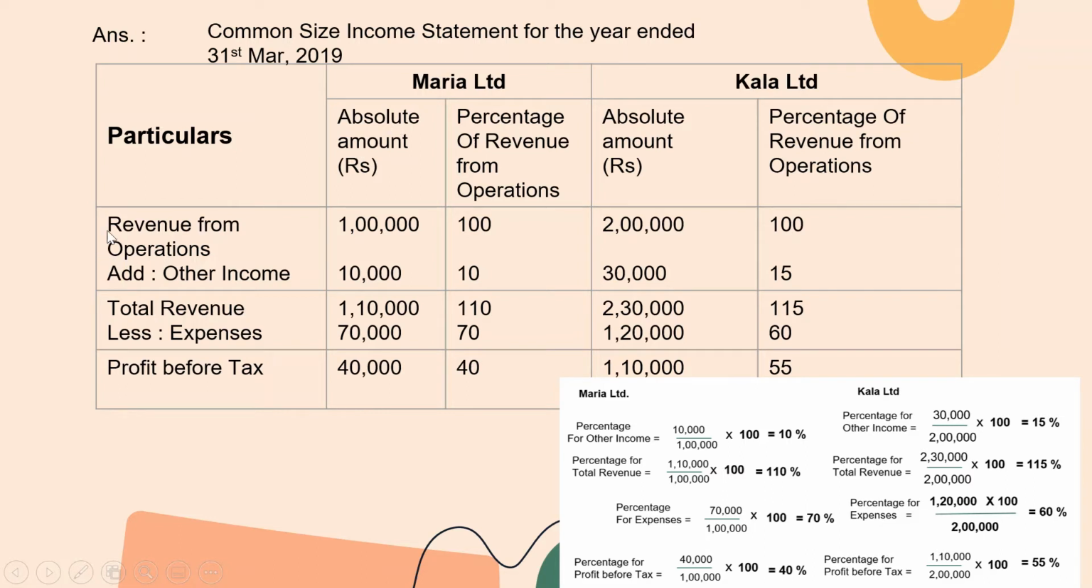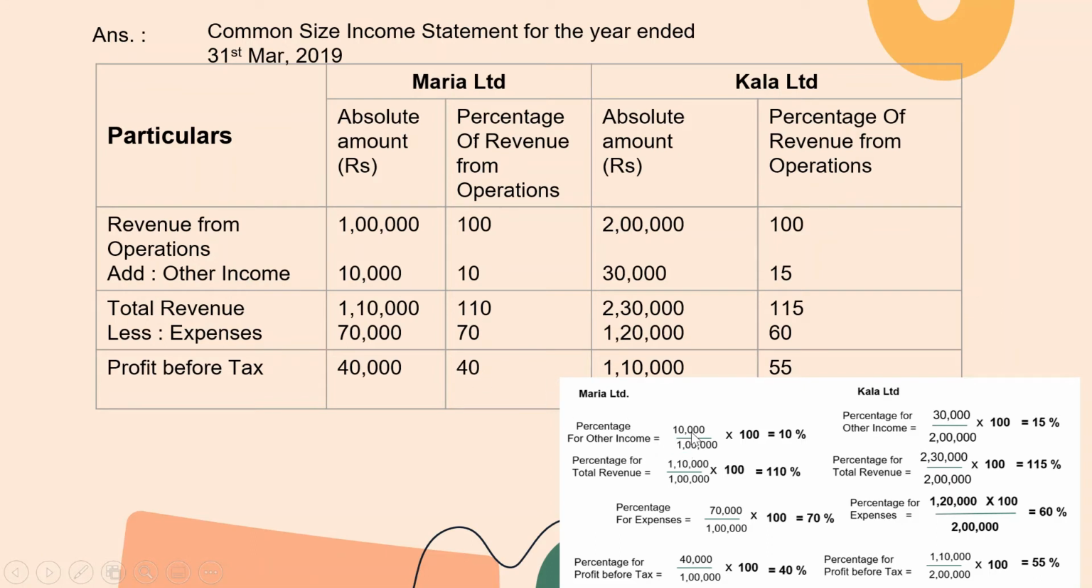Now you enter the particulars of items. Revenue from operation 1 lakh and 2 lakhs. First you enter the values and then you can find the percentage. Next, add other income 10,000, here 30,000, and add these two, 1 lakh 10, 2 lakh 30, and less expenses 70,000, 1 lakh 20. When you subtract, this will give you profit before tax. Now you find the percentage. First, revenue from operation, you keep it as 100, and then each value you compare with the common base, revenue from operation.